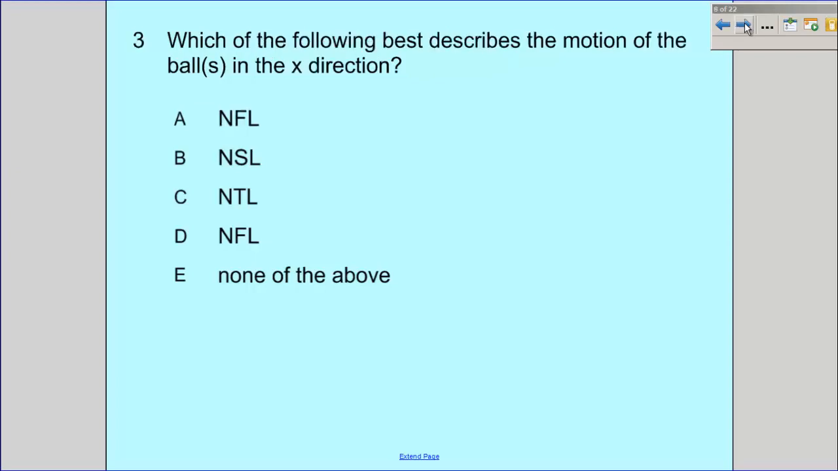Which of the following best describes the motion of the balls in the x direction? Well, again, in the x direction, once the ball is projected, pushed, but we're talking about once it's in motion, it should be the first law. There's no balanced force acting on it.